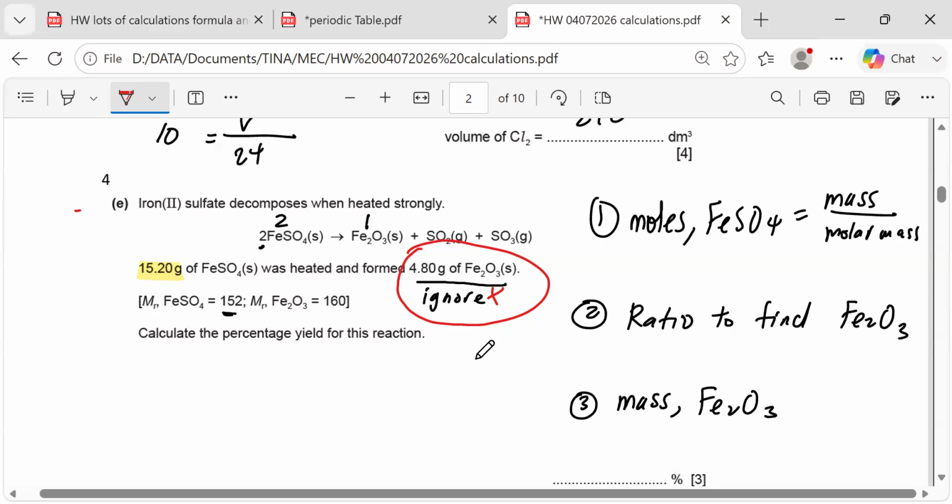16. 4.8 was 20 grams. 8 grams is what I'm supposed to get. I only managed to get 4.8. So what did I say? How did I do it? Percentage yield is the actual yield over the theoretical yield times 100.